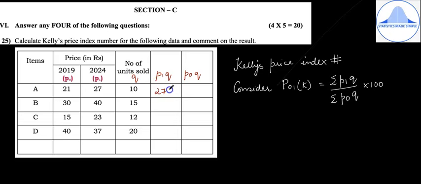So you get 270, then 600, 276, 740, and the total will be 1886. Similarly, find out P0Q. That's 210, 450, 180, 800, and the total summation P0Q is equal to 1640.